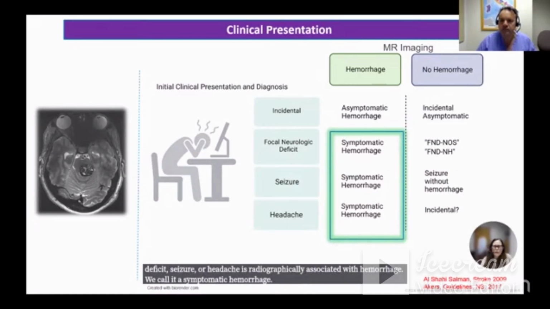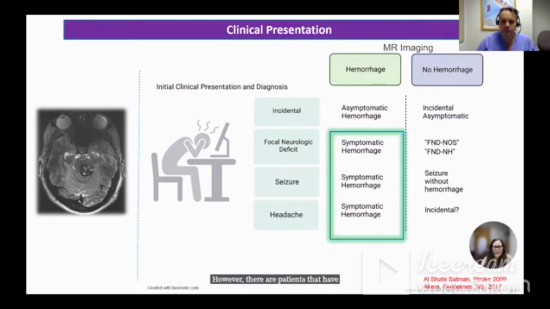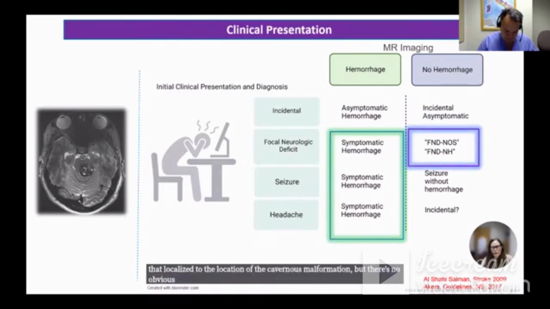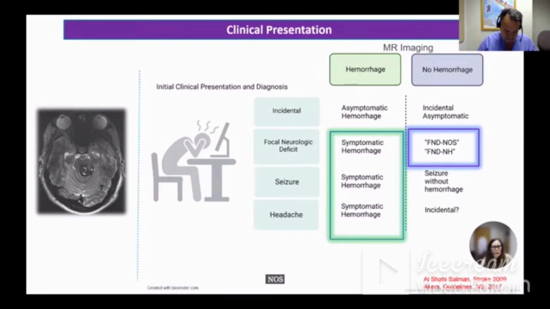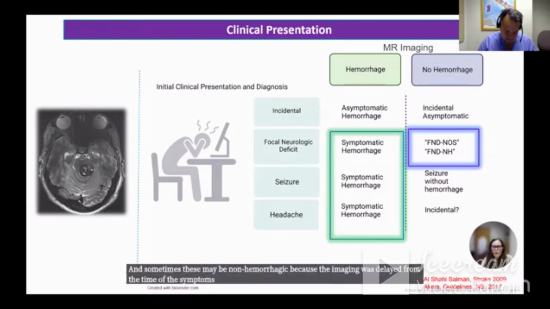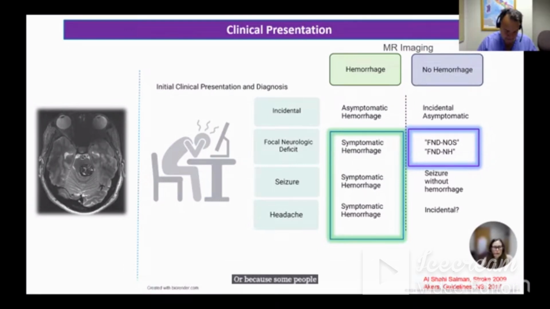However, there are patients that have focal neurologic deficits that localize to the location of the cavernous malformation, but there's no obvious radiographic evidence of hemorrhage, and we call them FND, focal neurologic deficit, NOS, not otherwise specified, or non-hemorrhagic. And sometimes these may be non-hemorrhagic because the imaging was delayed from the time of the symptoms, or because some people will have seizures without radiographic evidence of hemorrhage. But you'll see those words in the nomenclature.